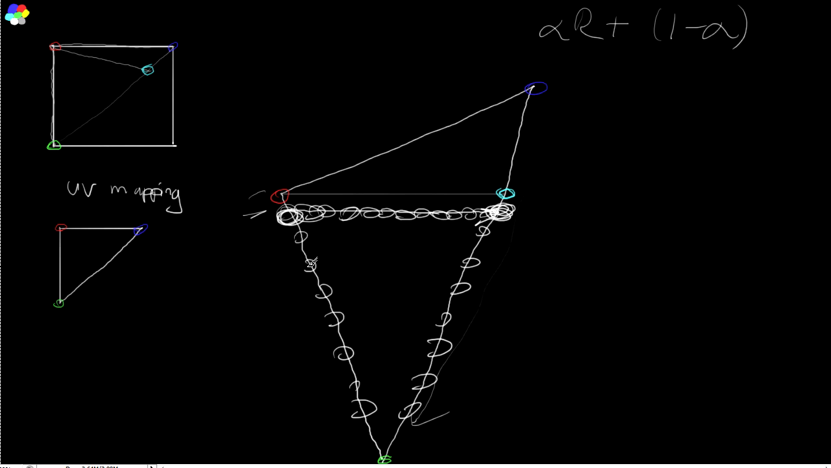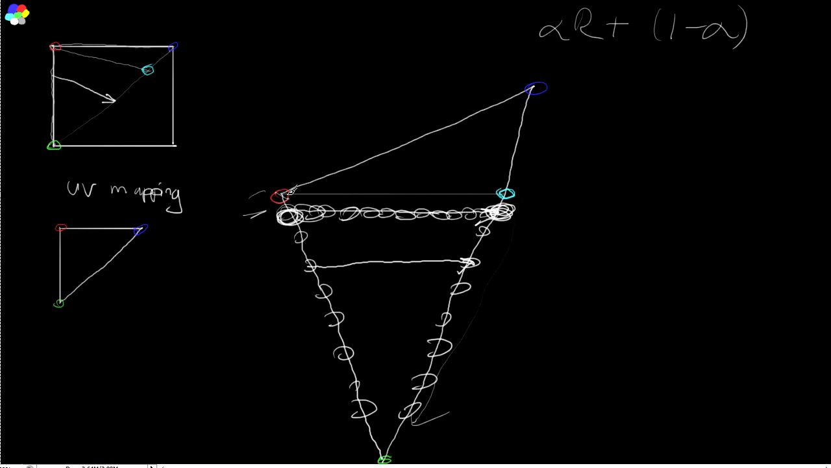So as we move in this direction along the triangle in screen space, we're going to be moving, let me think here, we're going to be moving in this direction in the texture, in texture space, in UV space, whatever you want to call it. And that's basically how you do it.